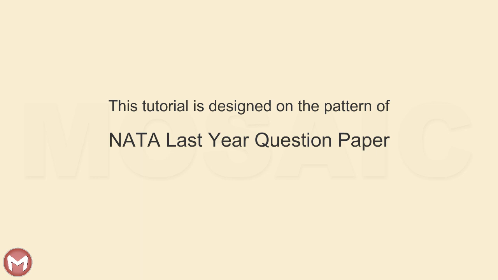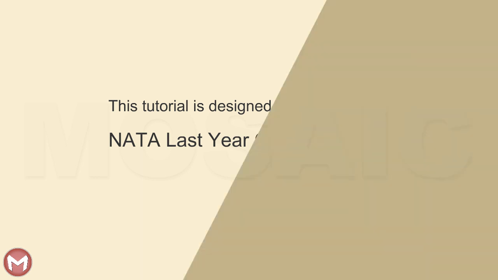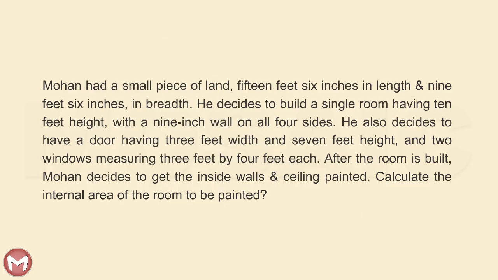This tutorial is designed on the pattern of Nata last year question paper. Mohan had a small piece of land, 15 feet 6 inches in length and 9 feet 6 inches in breadth. He decides to build a single room having 10 feet height, with a 9-inch wall on all 4 sides. He also decides to have a door having 3 feet width and 7 feet height, and 2 windows measuring 3 feet by 4 feet each.